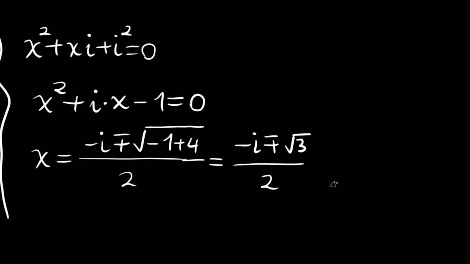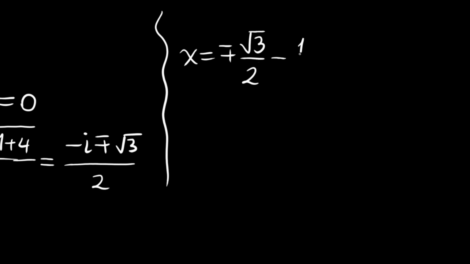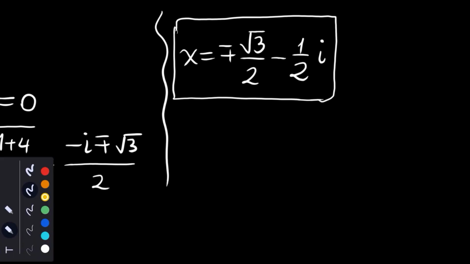Or more precisely, we can write in terms of a plus bi form, x is equal to plus or minus root 3 divided by 2 minus 1/2 times i. These are the complex roots, and x equals i is also a complex root. So the set of solutions becomes these three complex numbers. This is the second method. Let's talk about the third method.